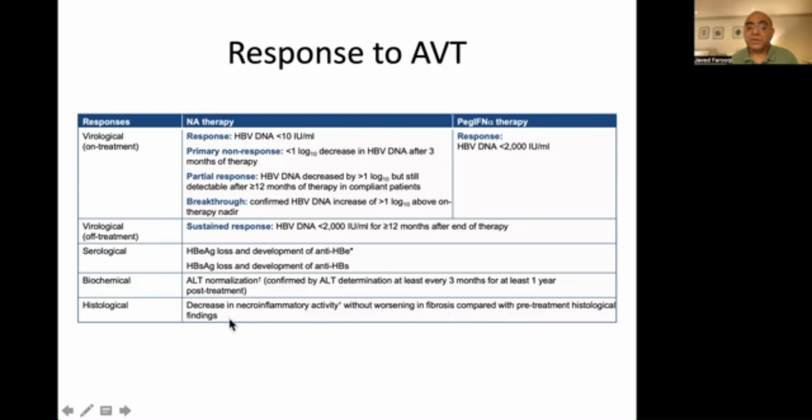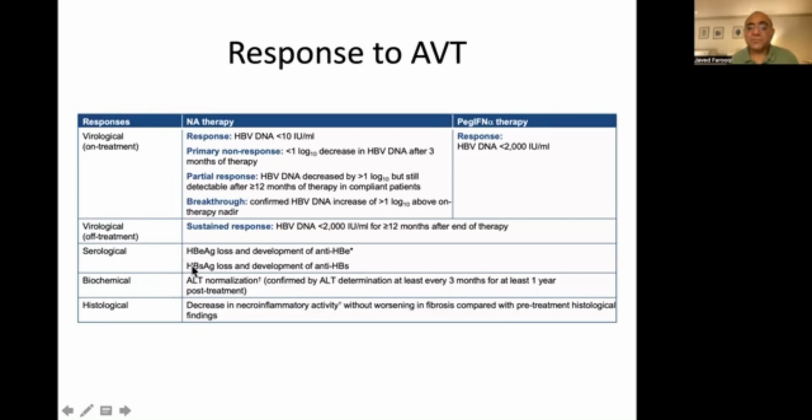compared with the pre-treatment histological findings. The biochemical response is defined as the ALT normalization, and it is confirmed by ALT determination at least every 3 months for the first year post-treatment as well. So ALT should be normalized and remain normalized on treatment and after the treatment, if you stop the antiviral treatment in any patient.